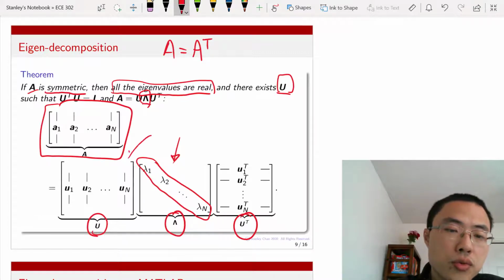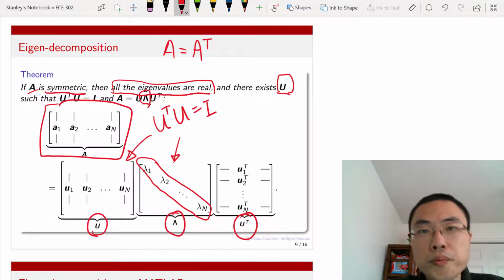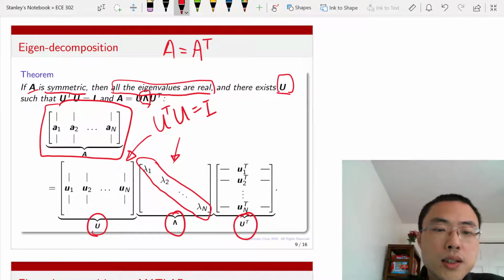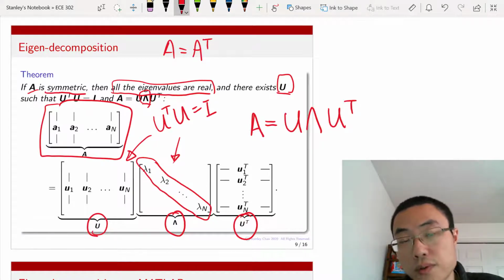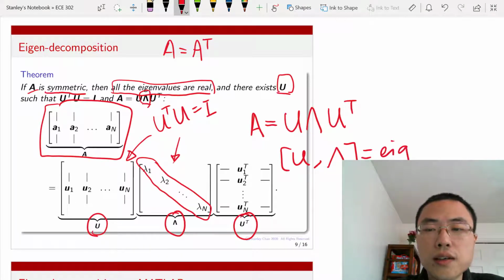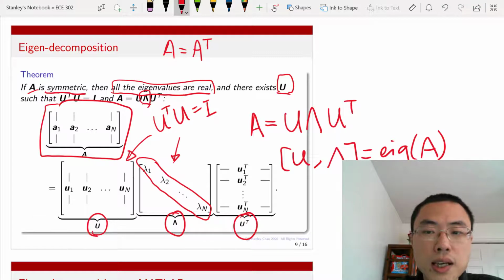Furthermore, this matrix U has the property that U transpose U is identity. In other words, the U matrix is orthogonal. Not only that, all the columns will have a norm of 1. So if you give me a matrix A and I carry out the eigen decomposition, I will be able to obtain this decomposition form. On a computer, you can just say that I want to obtain U and lambda, and this is eigen of A. In MATLAB, you just type EIG of the matrix A.